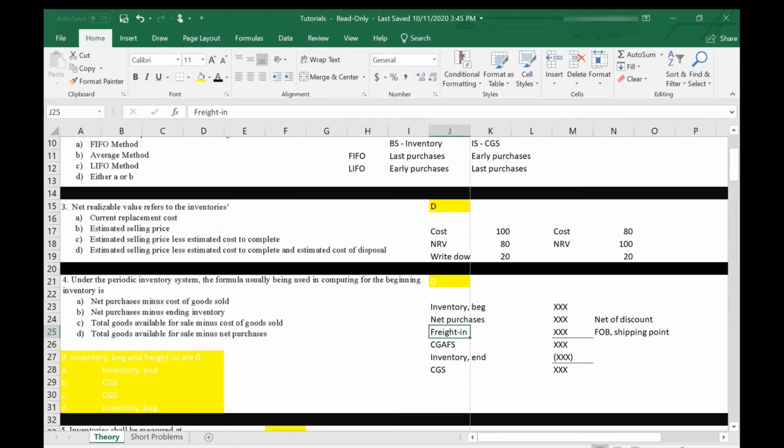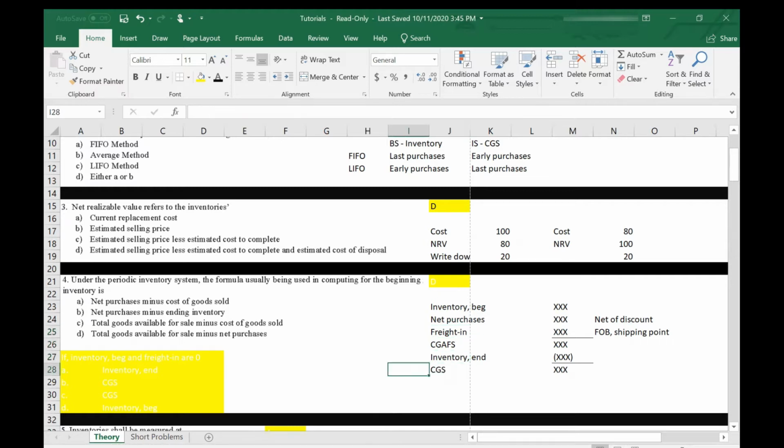So wala kang paki doon. That would be accounted for as the delivery expense of the seller. From your end, you just simply ignore that. So you only account for freight of goods in transit when the term is FOB shipping point, no? FOB shipping.